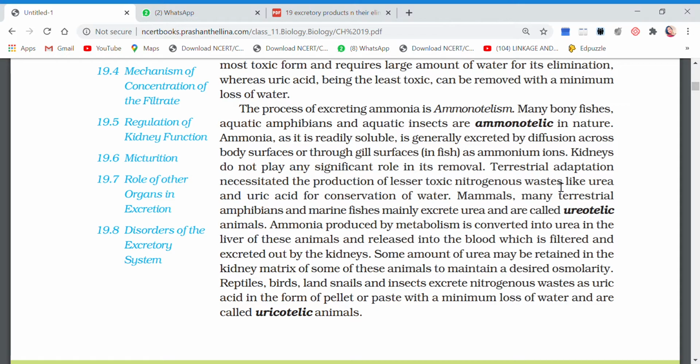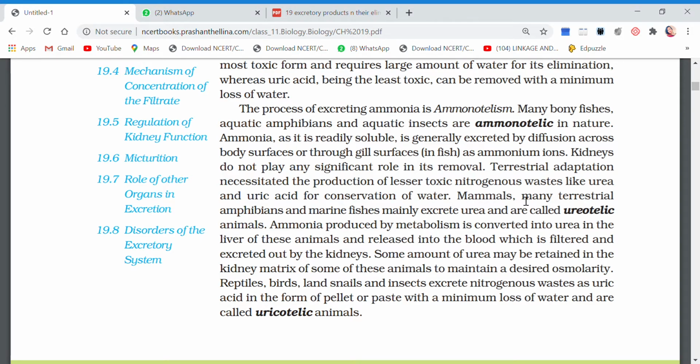Why? Because they live on land. They do not live in water, so they have less amount of water. So if they produce waste in the form of ammonia, how will they get rid of it? Because they do not live in water, they have to produce waste which should be in the form of lesser toxic, and that is urea or uric acid. Why? Because they need to conserve water, because they do not have a lot of water around them, right?